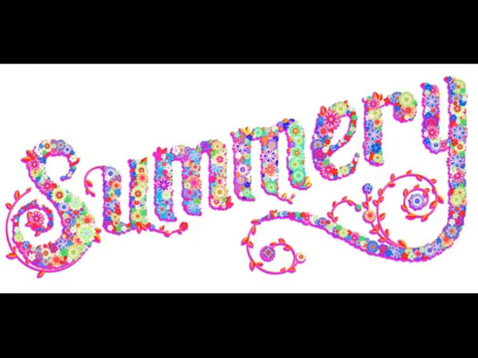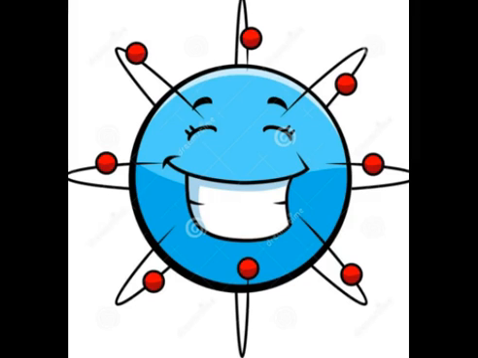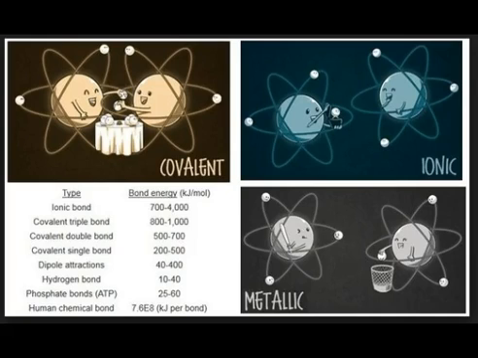So let's summarize. A chemical bond is a force of attraction between atoms or ions. Bonds form when atoms share or transfer valence electrons. Atoms form chemical bonds to achieve a full outer energy level, which is the most stable arrangement of electrons. There are three different types of chemical bonds: covalent, ionic, and metallic.